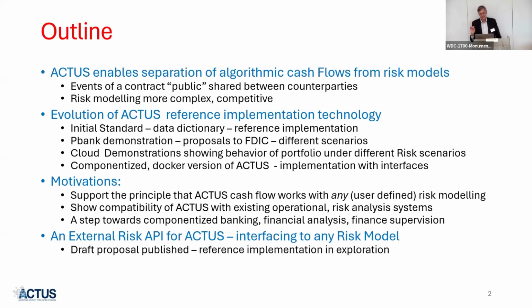Contracts are public and shared and very well defined. Risk models are subjective, they're complex, they're competitive. People build different models. Those are never going to be open. Those are never going to be freely shared. I mean, there could be some open ones, but the best ones will be private. And so ACTUS has evolved. There was an initial standard in the data dictionary, perhaps almost 5 years old now, and a reference implementation available as free open source code on Java, on GitHub.